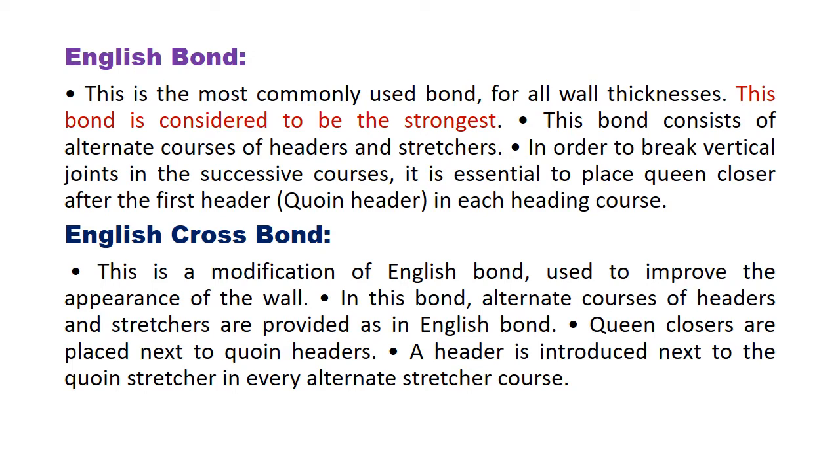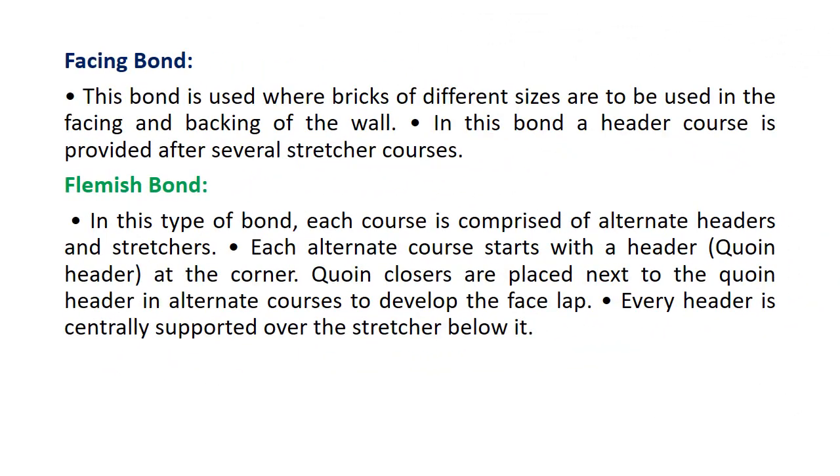Flemish bond. In this type of bond, each course is comprised of alternate headers and stretchers. There is a header at each corner. Quoin closers are placed next to the quoin header in alternate courses to develop the face lap. Every header is centrally supported over the stretcher below it.